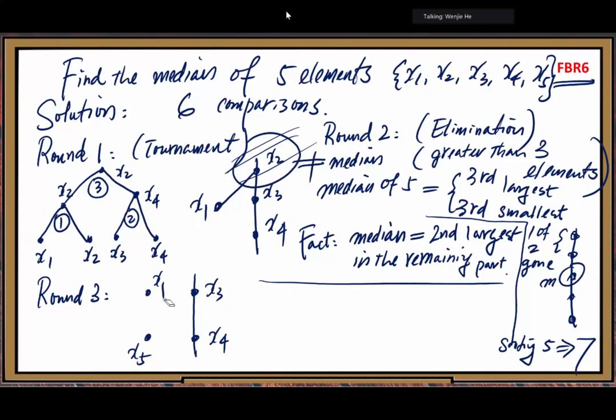A better way is we apply our comparison number 4 here, x1 and x5. Why? Because it is like the tournament method, one pair, one pair. This comparison is not given, so we do our comparison of the tournament method.